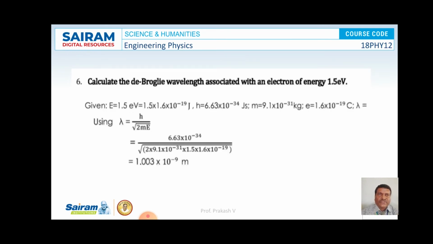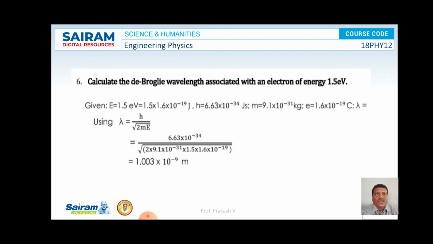The sixth problem: calculate the de Broglie wavelength associated with an electron of energy 1.6 electron volts. So here energy E is equal to 1.6 electron volts, that is 1.6 into 1.6 into 10 to the power minus 19 joules. The value of Planck's constant h is 6.63 into 10 to the power minus 34 joule second, m is 9.1 into 10 to the power minus 31 kg, and the charge on the electron is 1.6 into 10 to the power minus 19 coulomb.